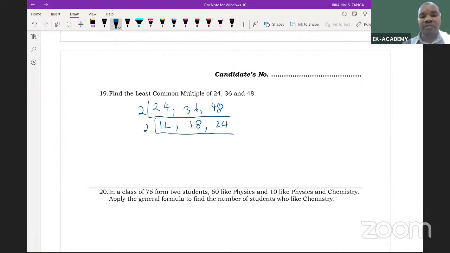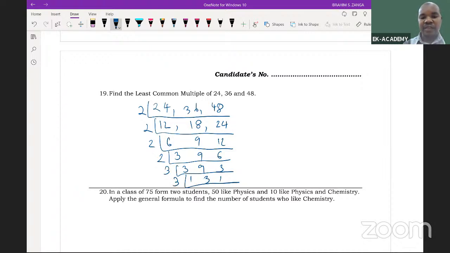By 2 you have 6, 9, then 12. By 2 again we have 3, 9, 6. By 2 you have 3, 9, 3. By 3 you have 1, 3, 1. And by 3 again you have 1, 1, 1.